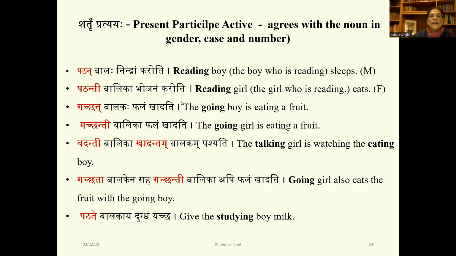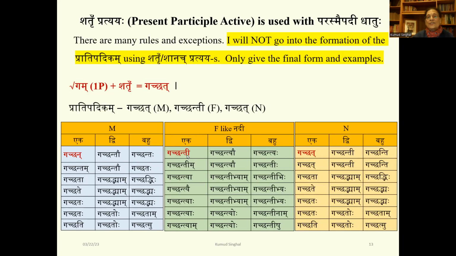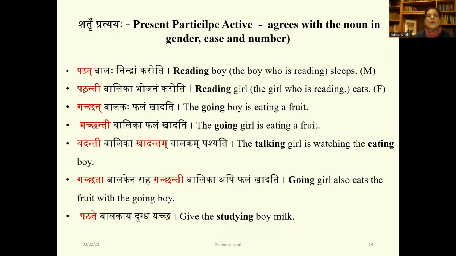So here also you will have patan. Patat was your pratipadikam, and if you decline it in the masculine, because it is qualifying balaha, it will be patan balaha nidram karoti. Now, suppose you have balika, the reading girl, or the girl who is reading. Now it is balika, so it will be patanti, like gachanti, because it is qualifying balika. So you will have patanti balika bhojanam karoti. Or balaka again, gachan balaka phalam khadati.